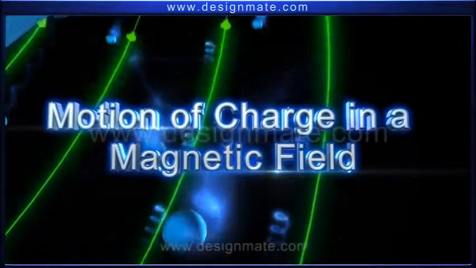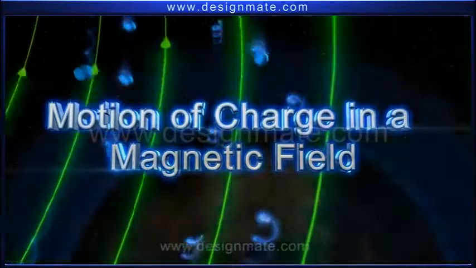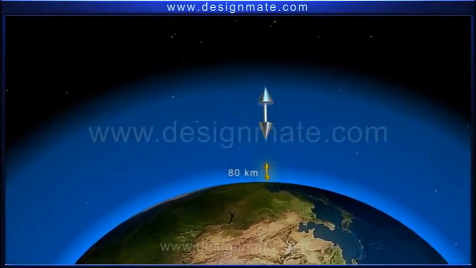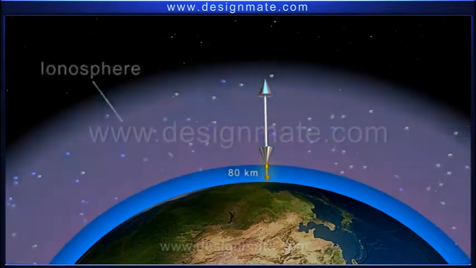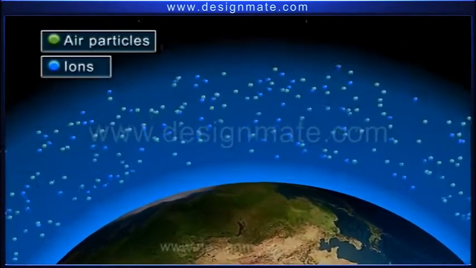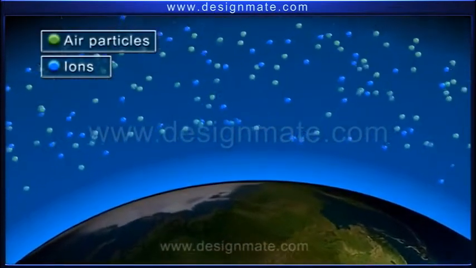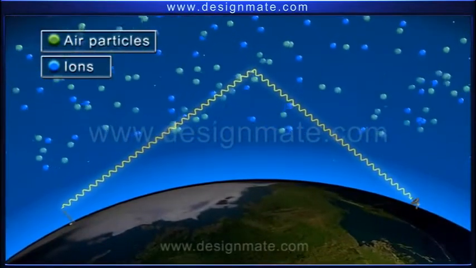Motion of charge in a magnetic field. The region of the atmosphere existing about 80 kilometers from the Earth's surface is called the Ionosphere. It consists of charged particles and plays a crucial role in long-range radio communication.